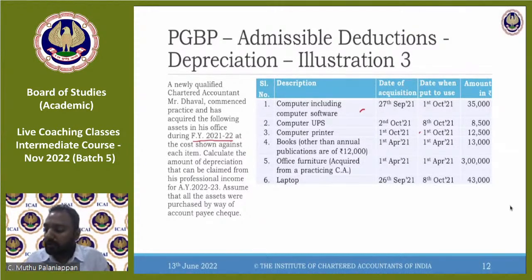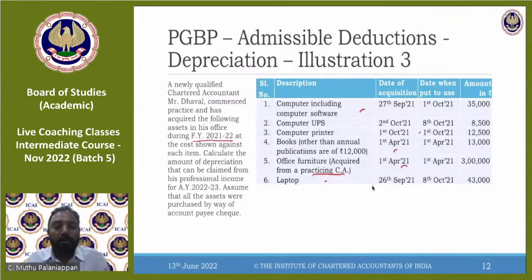So the book is also purchased on the 1st April and put to use on the same day. Furniture acquired from a practicing CA. So it's a second-hand asset. It has been purchased for 3 lakhs. So office furniture has been purchased for 3 lakhs. It has been put to use on the same date. Then you have a laptop, which is 26th September and 8th October, which is 43,000. So these are the assets which you have actually incurred.